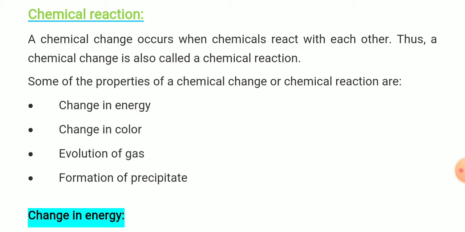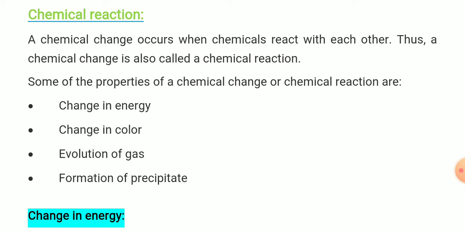Today I'll discuss chemical reaction. What is a chemical reaction? A chemical change occurs when chemicals react with each other. That is, one or more than one substance reacts to form different products. The substances undergoing the reaction are called reactants, and the substances formed by the reaction are called products. Thus, a chemical change is also called a chemical reaction.